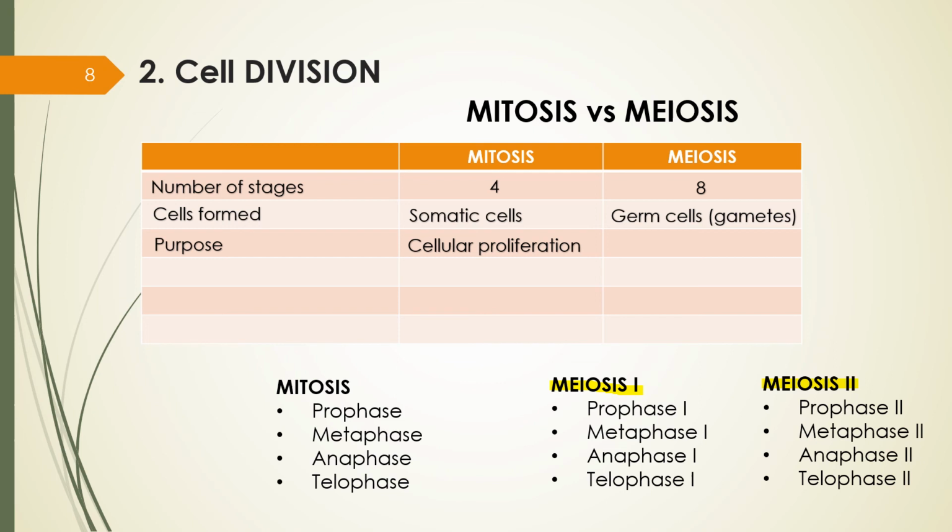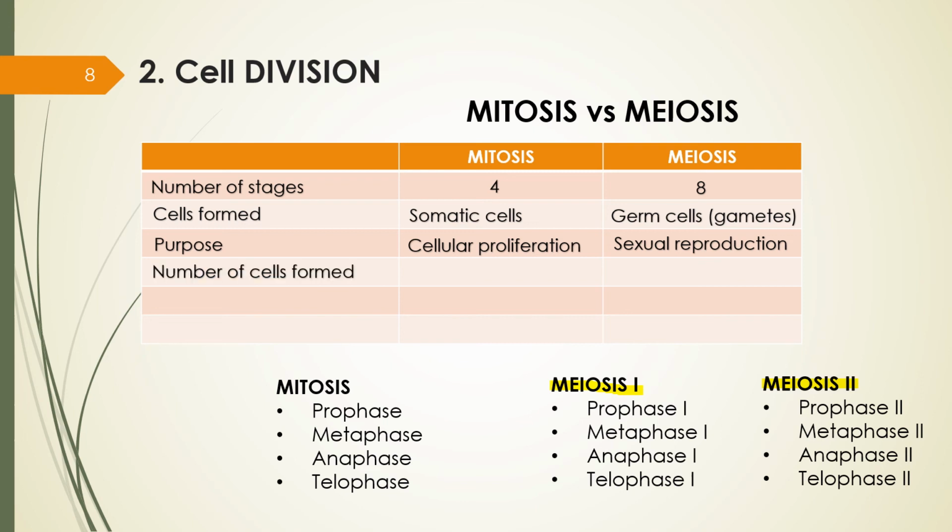And meiosis, what's the purpose? Why do I do meiosis? Why is this important? For sexual reproduction. Yes, if I don't do meiosis, I don't form gametes and I don't reproduce sexually. Okay, and this is really important to preserve a species.